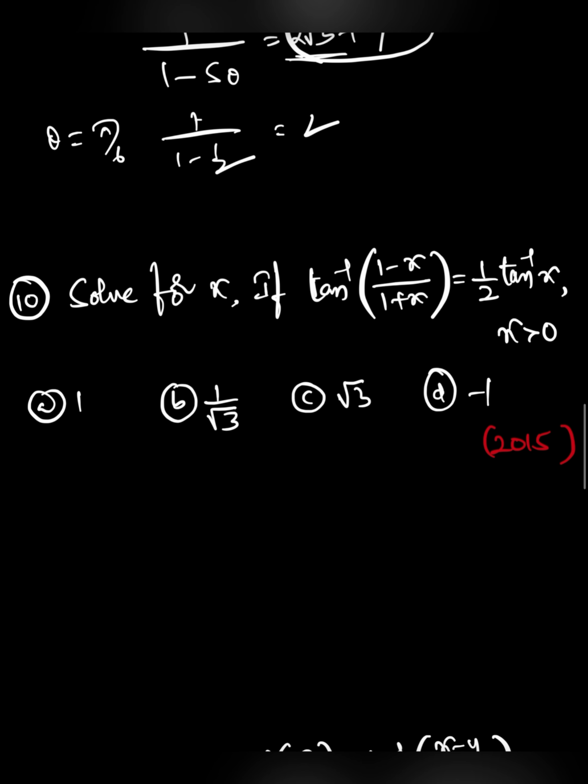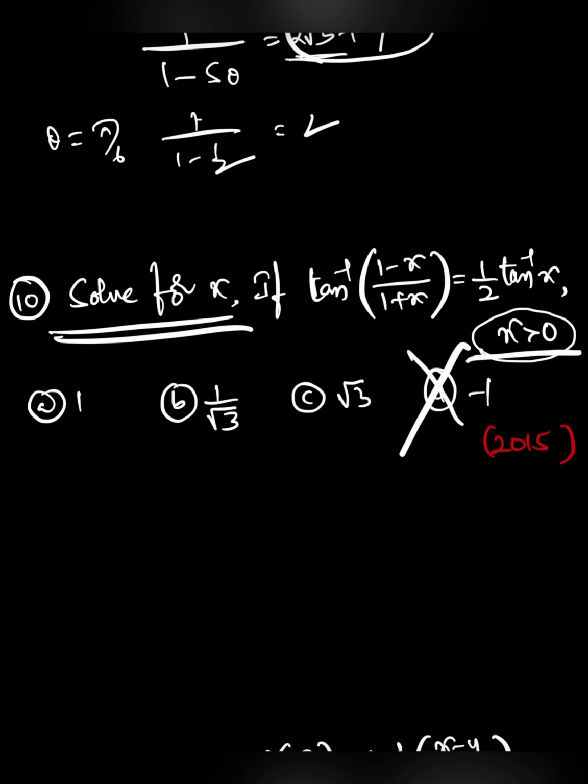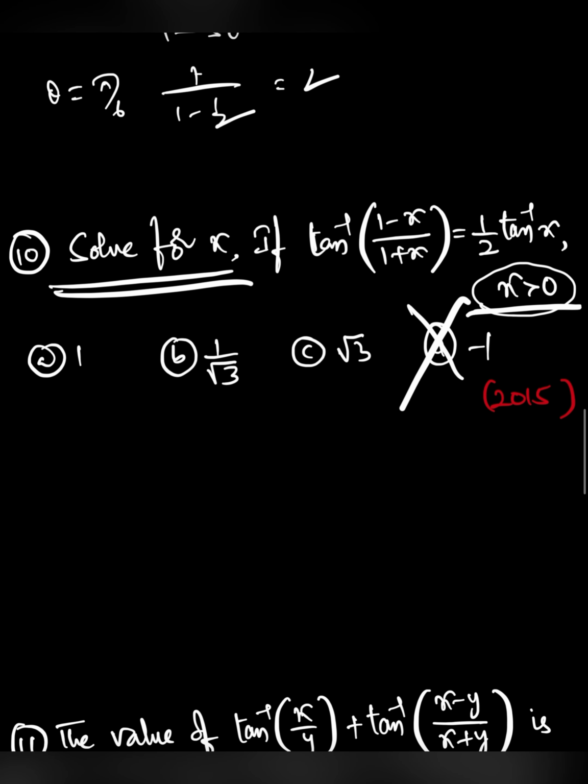Right? Now move to the 10th question. In this question, they have given that x is greater than 0. Solve for x, with x greater than 0. So straight away option D is a wrong option. No need to search for that wrong option. Now move on to this.